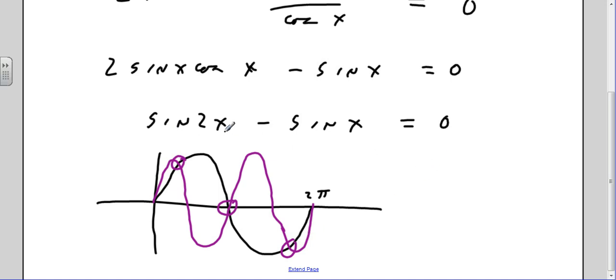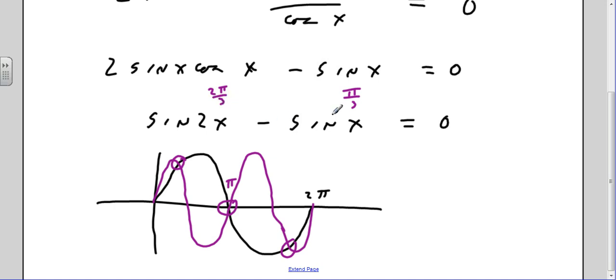So when x is pi, the sine of pi is 0, the sine of 2 pi is 0. So pi will work. So the answer there will be pi. Now the issue is, what is this one right here? One of them is going up and the other one is going down. And that looks like, if I had pi over 3 and 2 pi over 3.